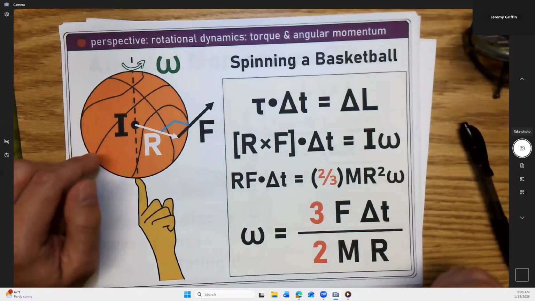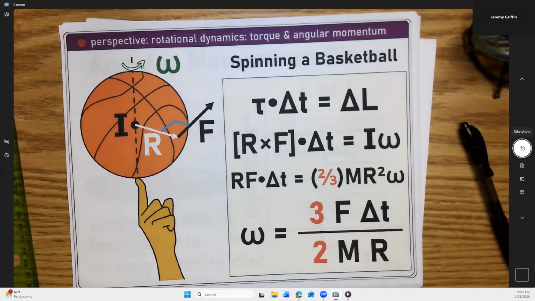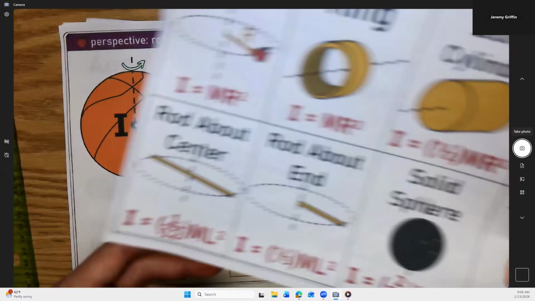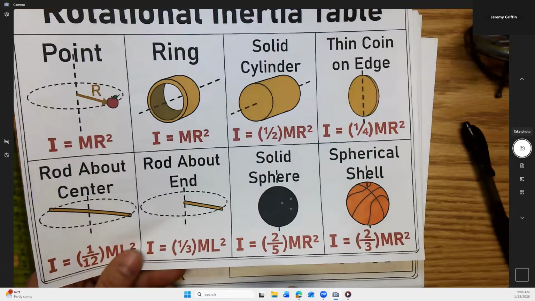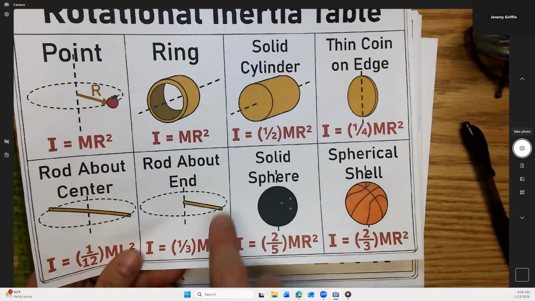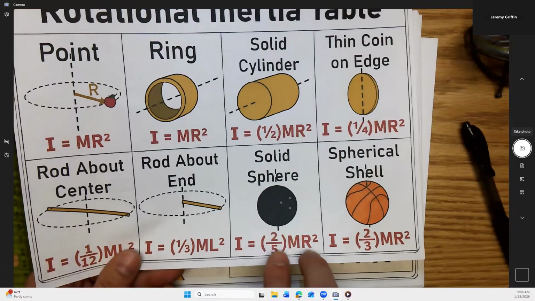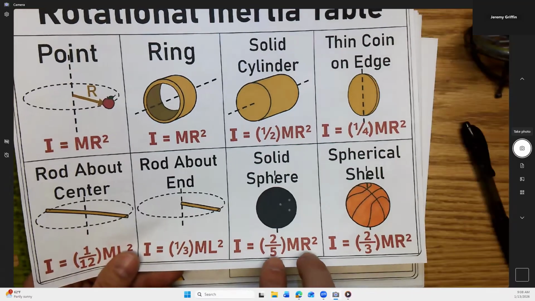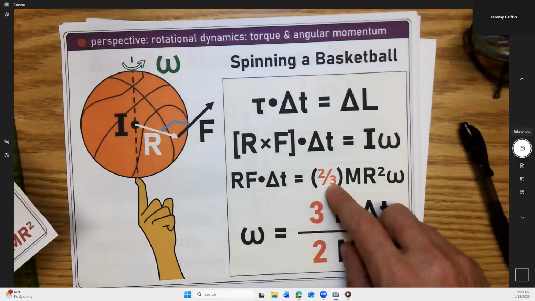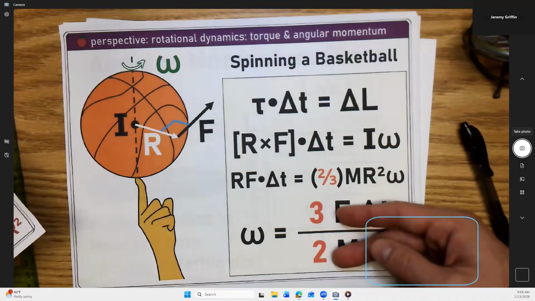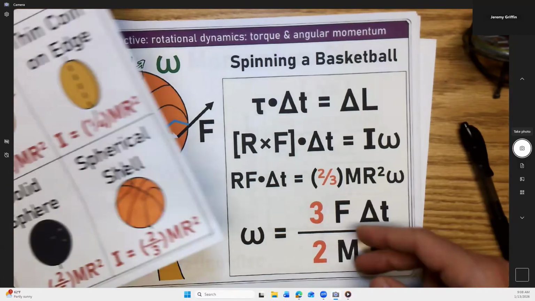Now, guys, if they said a solid foam ball, how would that change? Suppose the ball was made out of solid foam. Which rotational inertia do you think you're going to use? Solid sphere. That could be this right here, 2/5 m r squared. And then this would be your 5/2. So how would the end result change? 5/2.